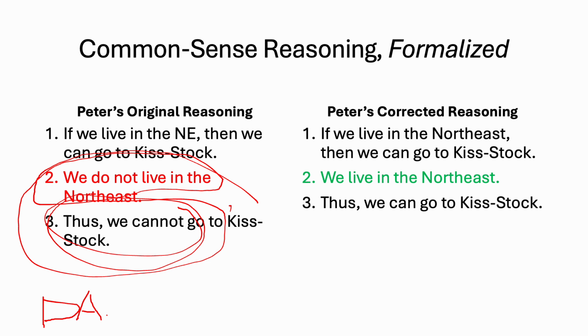And then on the other side is his corrected reasoning, right? So same first premise. If we live in the Northeast, then we can go to Kisstock. Cartoon Gene Simmons expresses that in the clip. And then Peter does get corrected. Lois points out that no, Peter, we live in the Northeast, and then she has to kind of wait for him to get the inference, to make that final judgment and draw that common sense conclusion, right? But he eventually gets there, right?